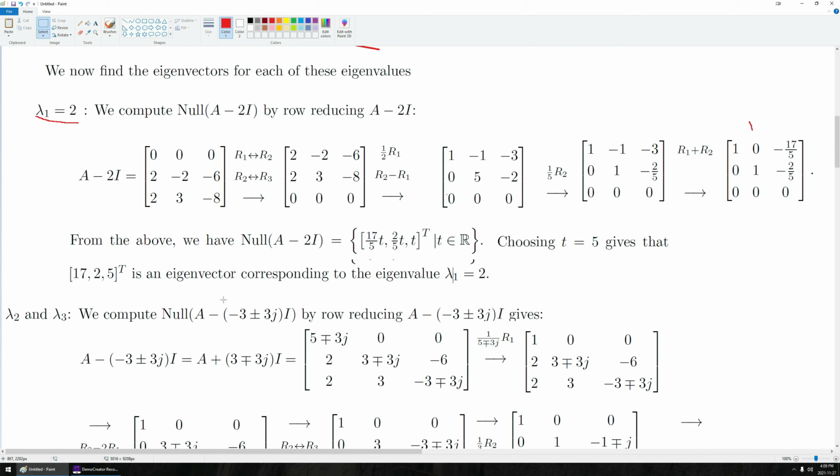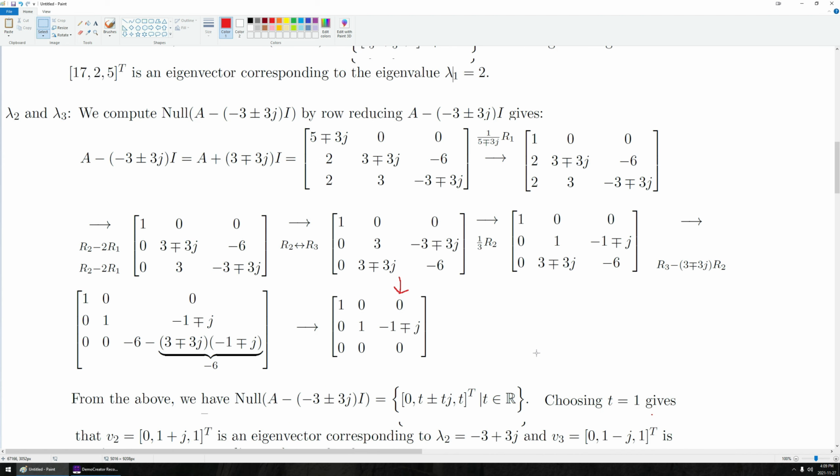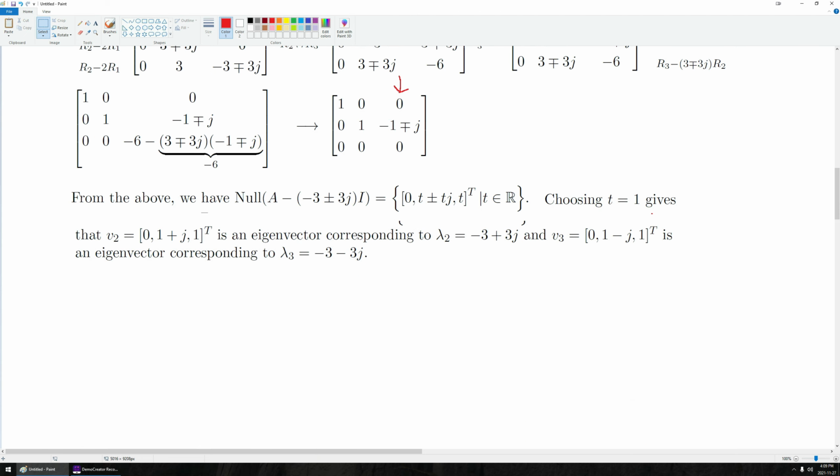Okay, so this is a nice little shortcut if you are going to try to compute eigenvectors for eigenvalues that are conjugates of each other. So just keep this in mind. You don't have to do it if the plus minus thing gets confusing. And if you do it, make sure you're very cautious with keeping track of which sign is which.